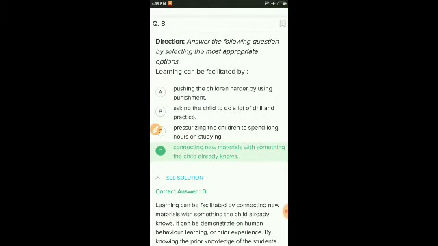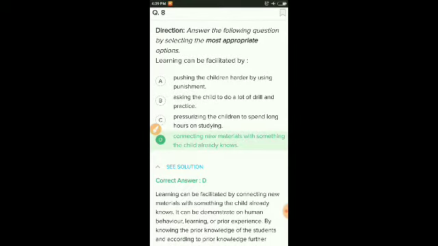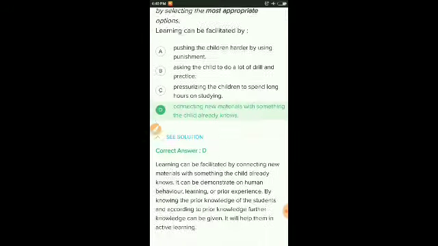Next is question number 8, learning can be facilitated by. So how can we facilitate learning? Option D is the correct answer: connecting new material with something the children already know. Learning means the children already have some idea about different things in the world. So whatever the teacher is going to teach, they already have certain ideas about it. The teacher should give some new material and information about that topic so that they can properly learn it. So learning can be facilitated by connecting new material with something the children already know.